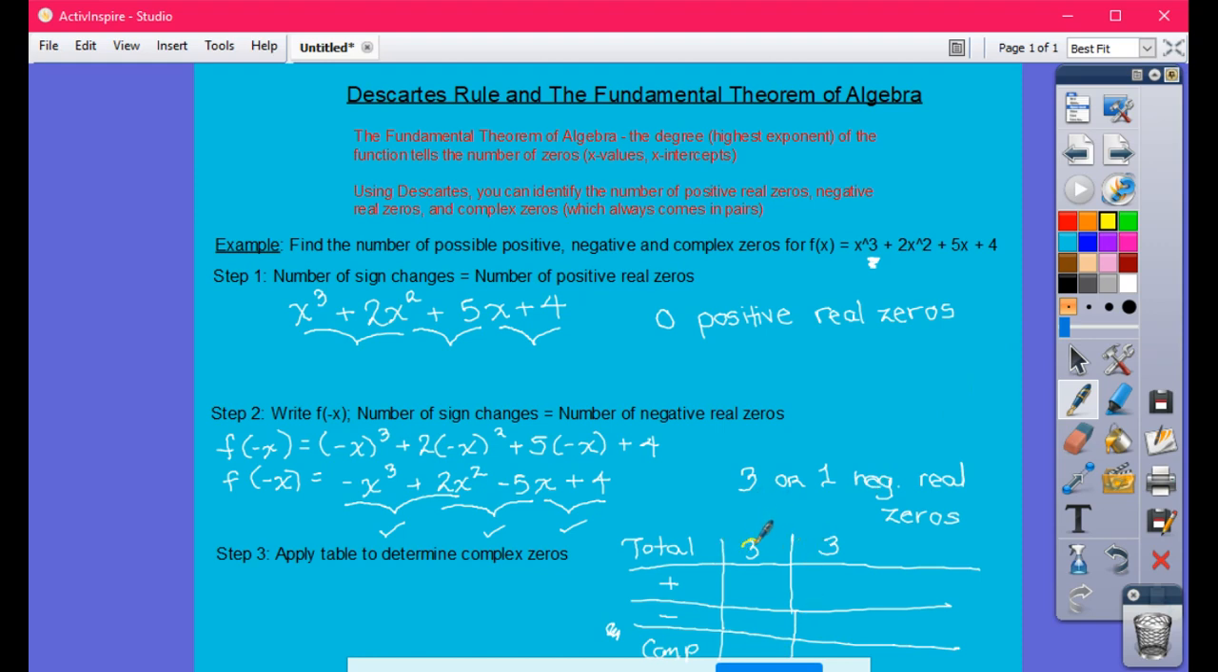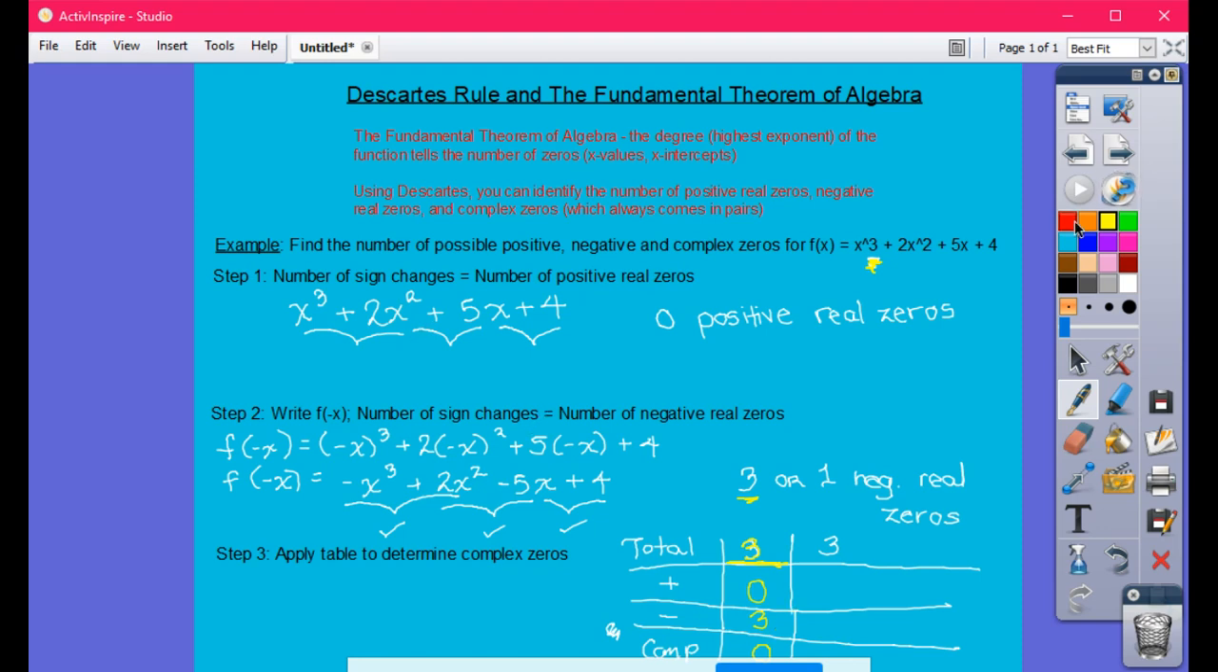We have 3 total zeros. We've already established that. The fundamental theorem of algebra tells me that I should have 3 total zeros. Now, from my work, I know that 0 of them are positive. How many of them can be negative? Well, 3 of them can be negative. If I have 3 total zeros and 0 of them are positive and 3 of them are negative, how many are left over to be complex? None, because I'm supposed to have 3 total zeros and the negative took all of them.